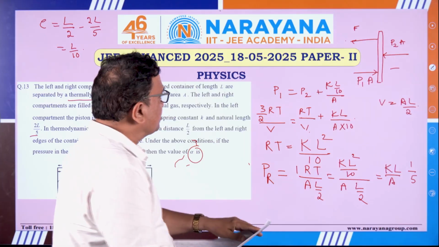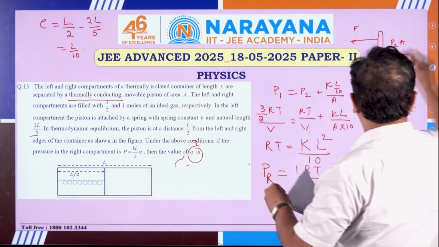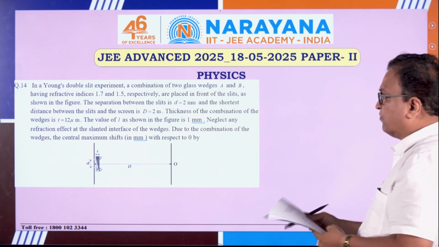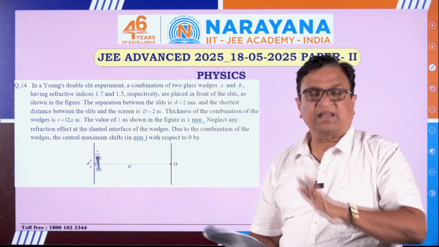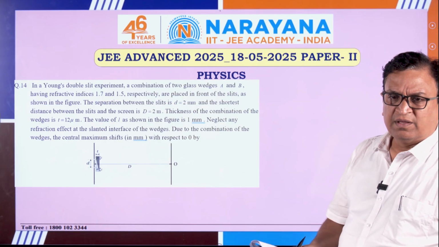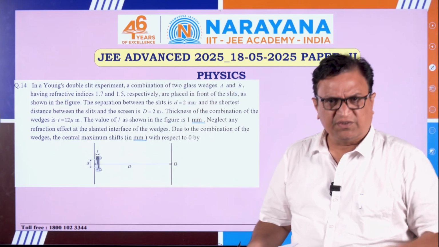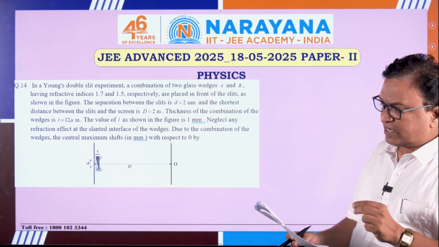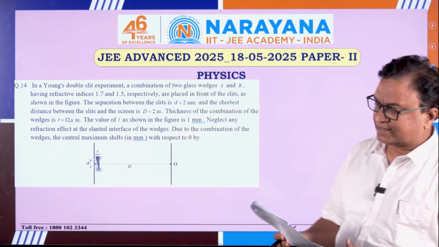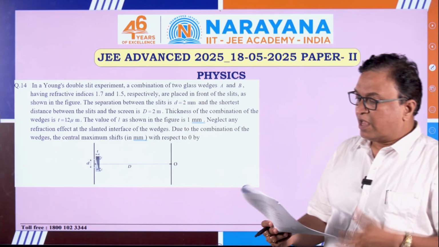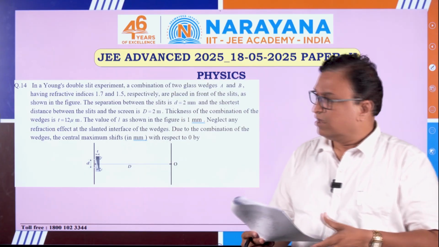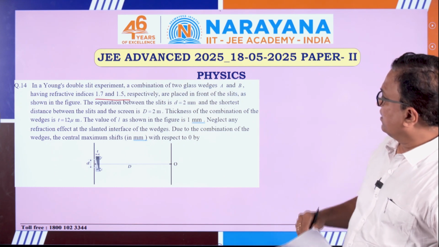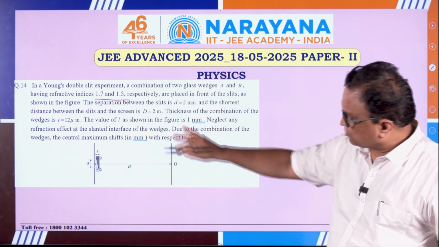And next comes question number 14. For question number 14, a detailed study is required for every student. It's not at all a difficult question. You need to read the question line by line. In Young's double slit experiment, a combination of two glasses, you have wedges actually, A and B having refractive indices 1.7 and 1.5 respectively, are placed in front of the slits as shown in the figure. I'll zoom it up later on.